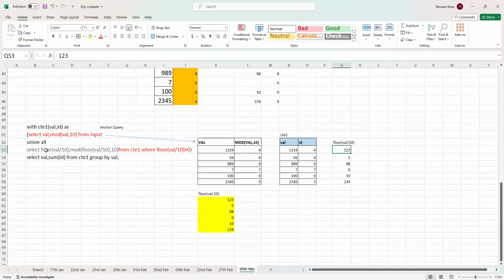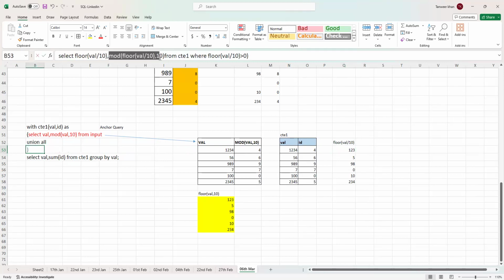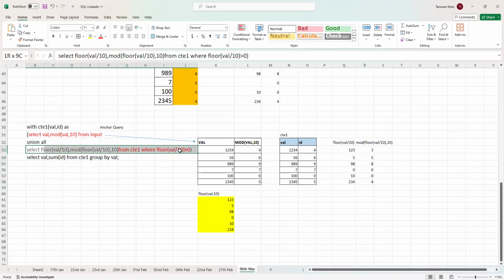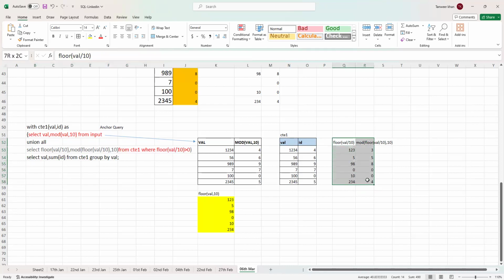Then for this record, you are telling the engine to derive floor of val, 10, which is nothing but this value to display. Select means to display, and then find mod of it. If you find mod of this, what will you get? 3. Very good. Here 5, here 8, here 8, here 0, here 0, here 4. And this is nothing but the tenth place digit. So after you execute this entire query, you will get this output, yes or no?